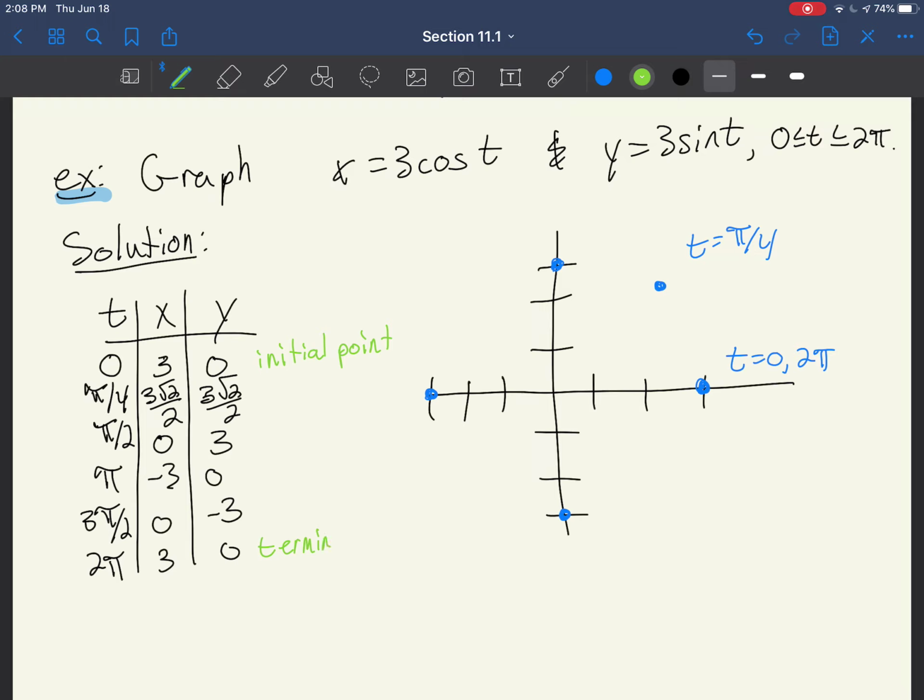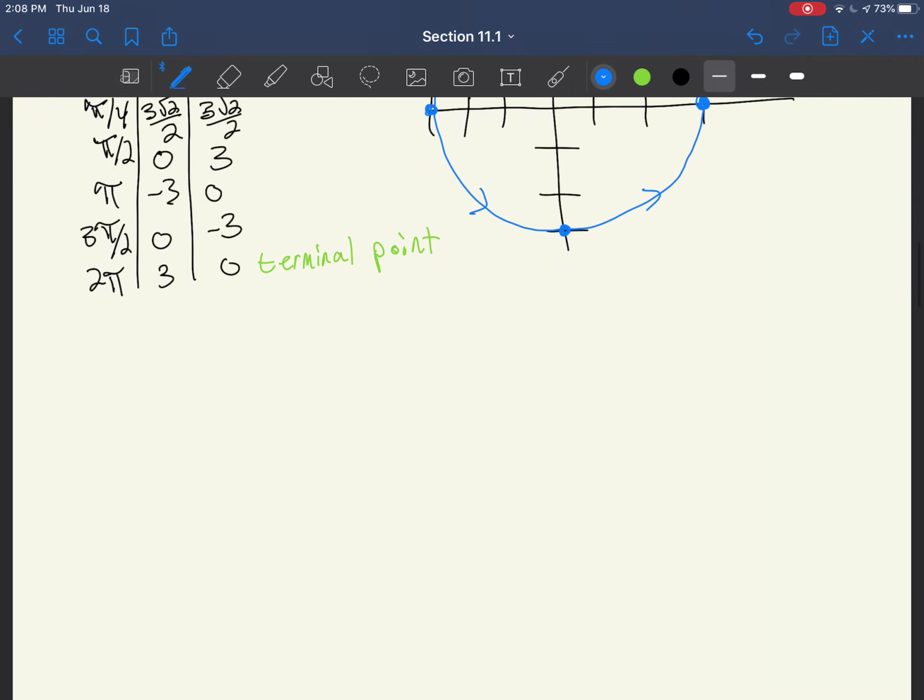So t equals 0 is the initial point, and t equals 2 pi is the terminal point, and it just so happens that these are the same point. This path is closed. Connect the dots, and we get a perfectly drawn by hand circle. This is a parametric equation, so draw your direction. This is why I chose pi over 4, to see the direction of the curve. And there you go.